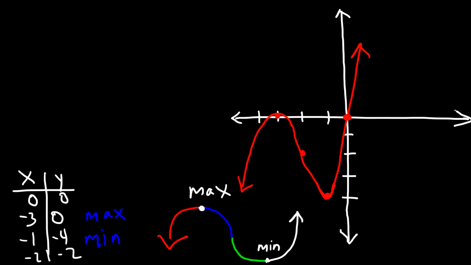Let me see if I can make it better. Maybe not, but you get the picture. So that's the general shape of the graph that we had. Let's work on one more example. So let's say that y is 3x to the fourth plus 4x cubed. Go ahead and graph this function.